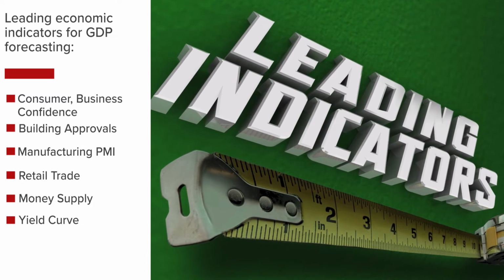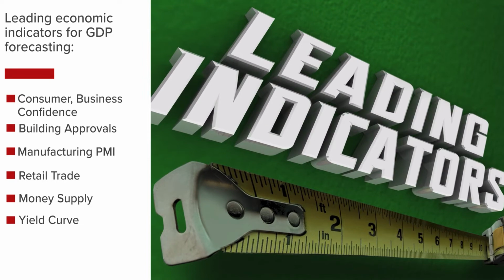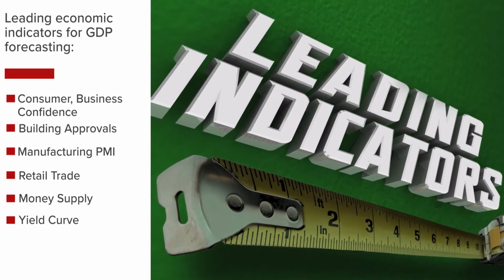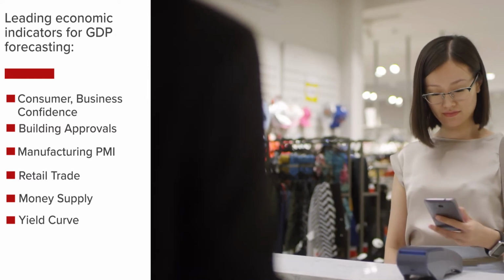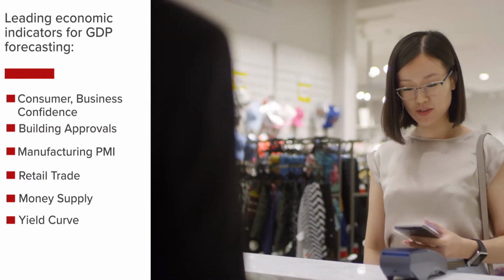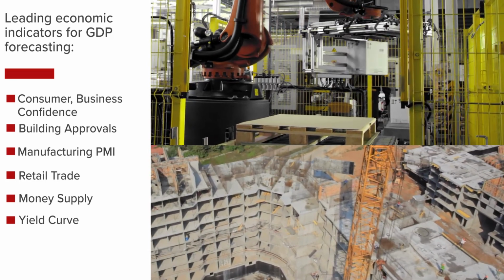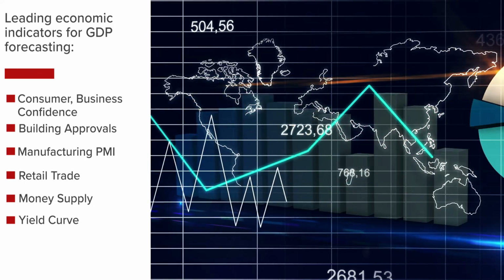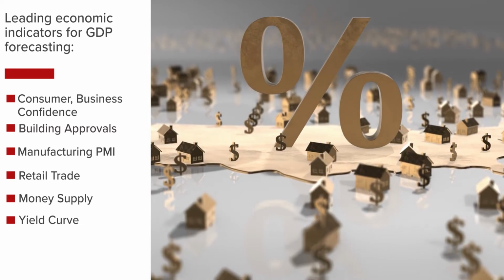Consumer and business confidence, building approvals, purchasing managers index for manufacturing, retail trade, the money supply, and the yield curve offer robust information that helps forecasters predict GDP. These leading economic indicators offer essential information concerning the firmness and sentiment of consumers and businesses, the capital-intensive and interest rate-sensitive real estate and manufacturing sectors, the level of inflationary stress in the financial system, and finally, the level, positioning, and balance of interest rates.